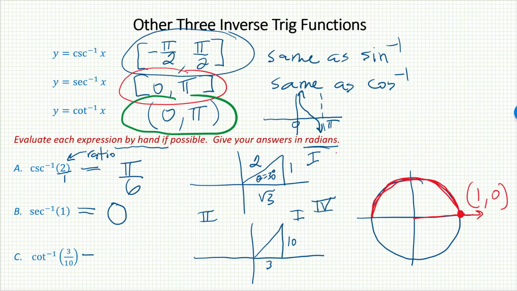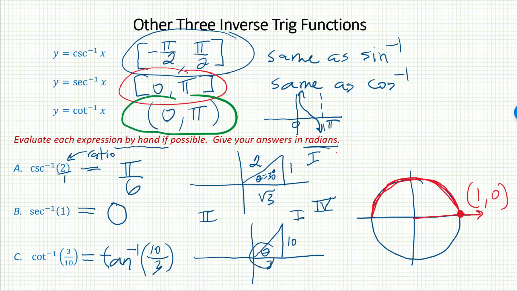Here's the problem though. I don't have a cotangent inverse button on my calculator. In order to use the calculator, I'm going to have to switch this over to one of the big three functions. And of course, for cotangent inverse, I can easily switch over to tangent inverse. In the first quadrant, if the cotangent ratio is 3 over 10, then the tangent ratio is 10 over 3, right? Opposite over adjacent.